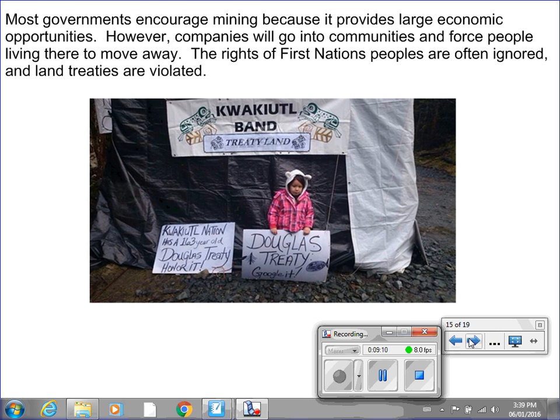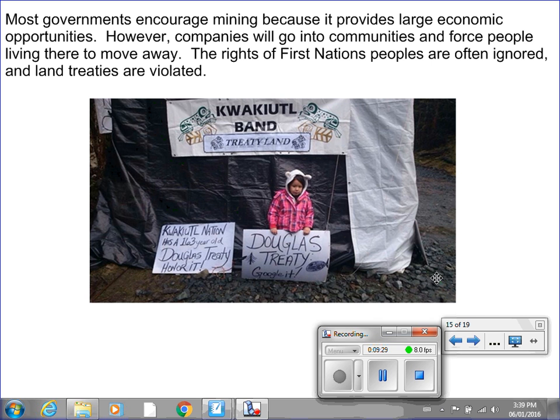Most governments encourage mining because it provides large economic opportunities. However, companies will go into communities and force people living there to move away. The rights of First Nations peoples are often ignored and land treaties are violated.